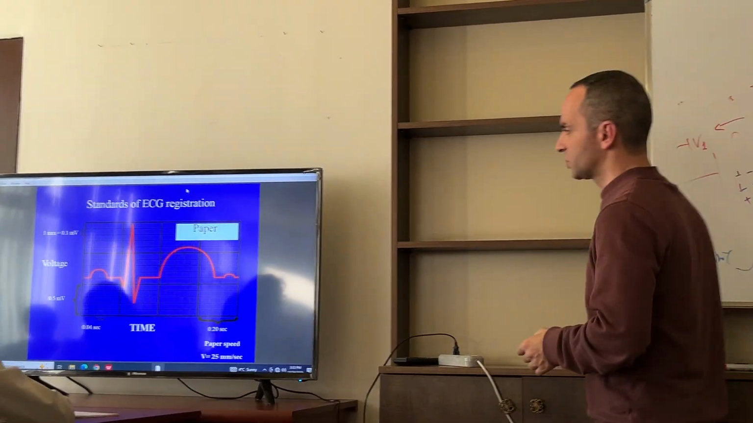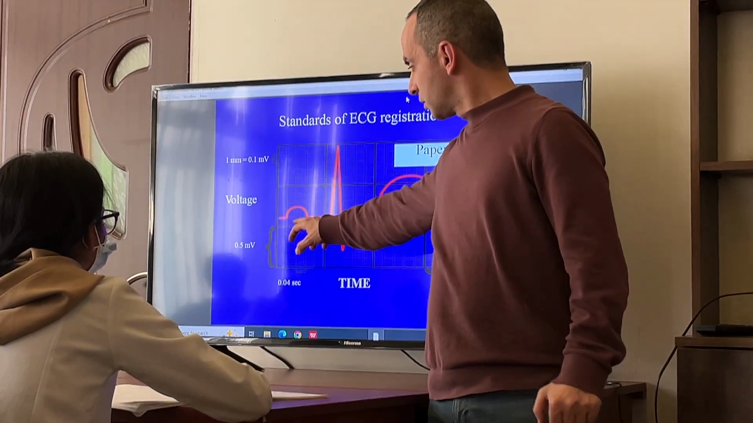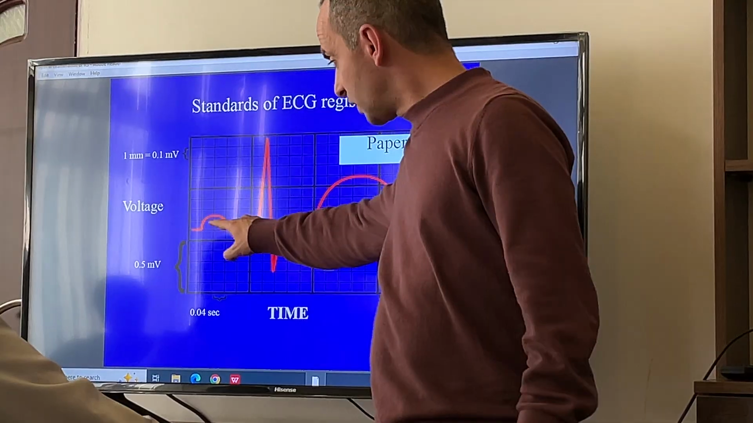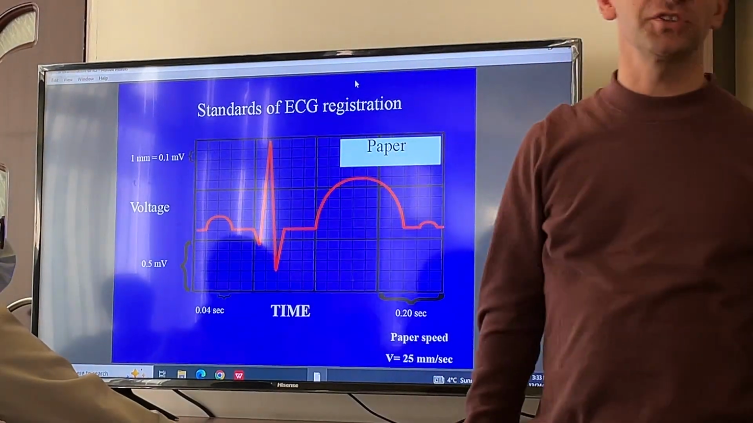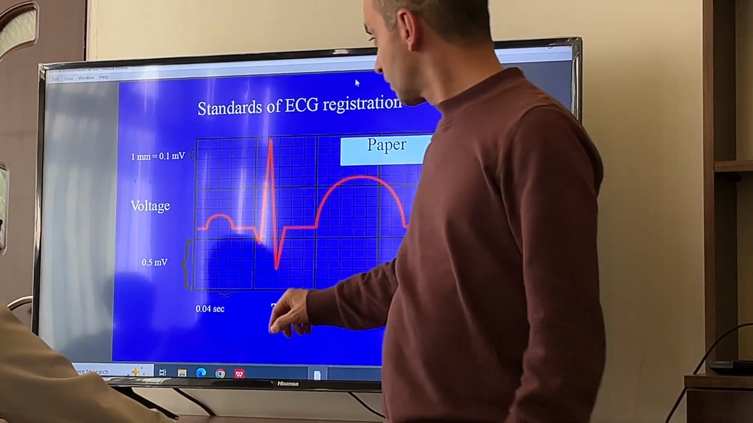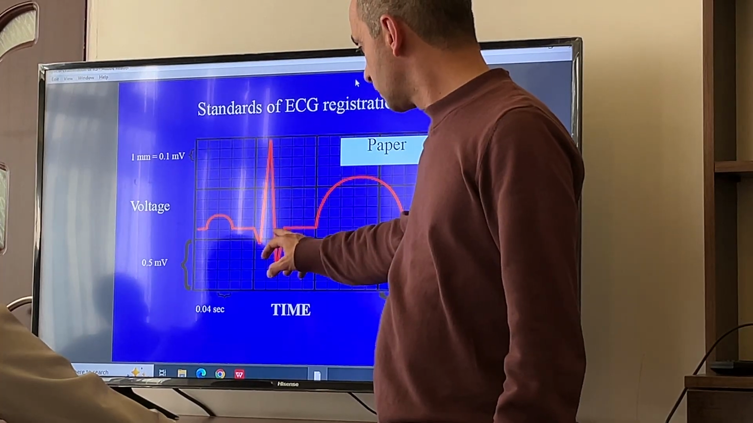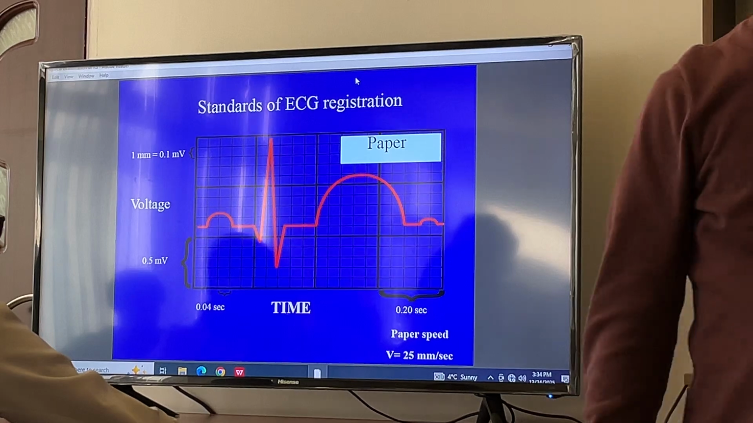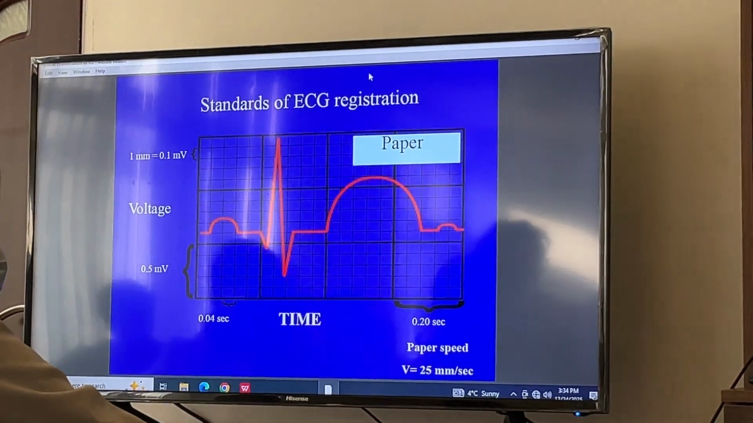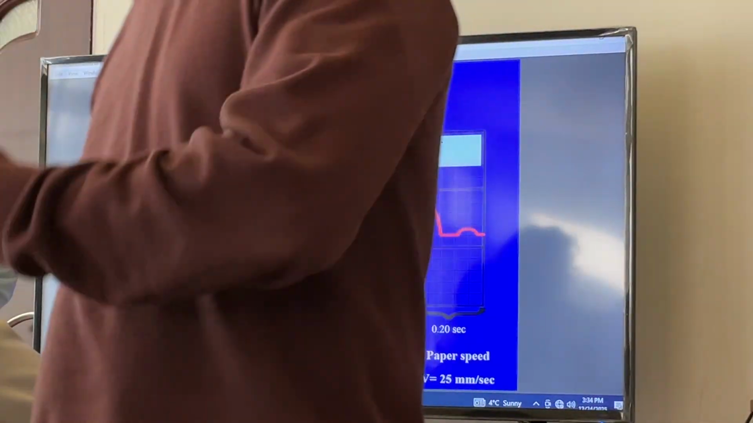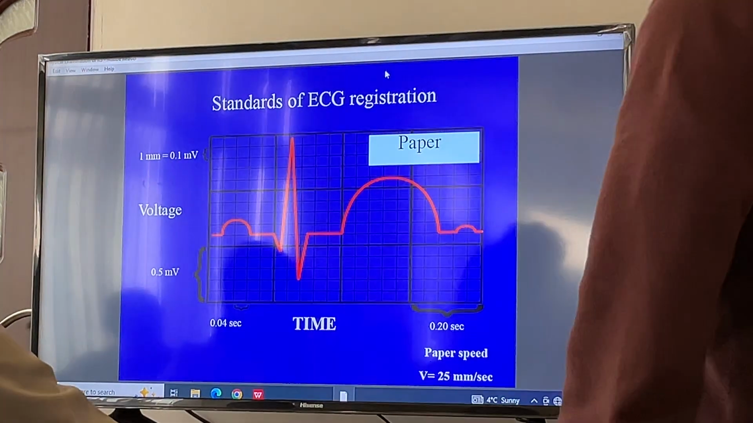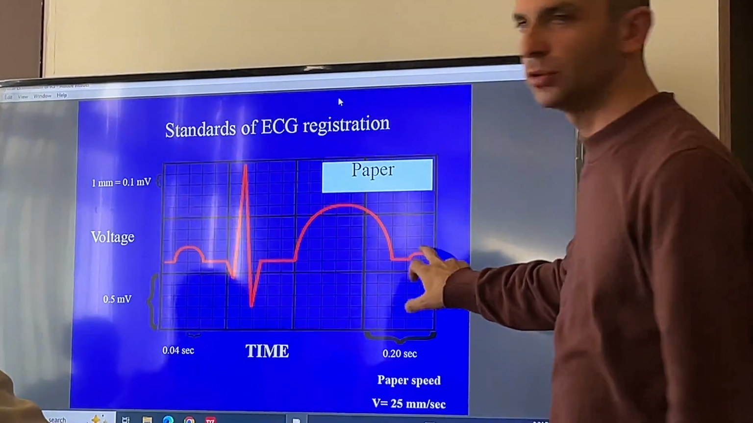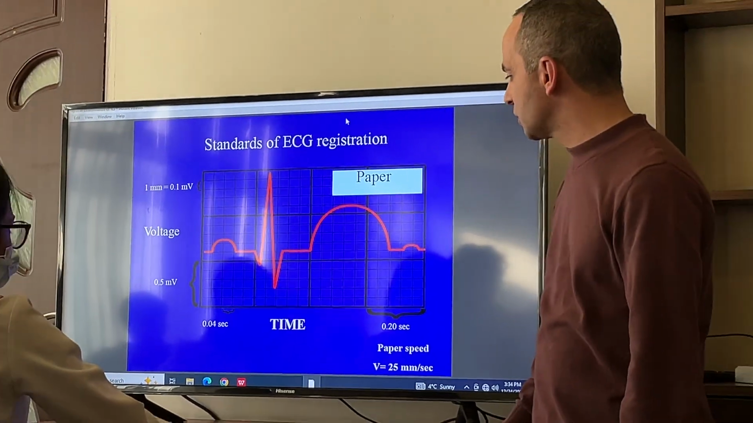For example, if I want to measure the amplitude of the P wave, one small box, 1.5 millimeters. I don't know, S wave, 1, 2, 3, 4 millimeters depth. Remember that for positive waves we are telling height, for negative waves we are telling depth. This is PQRST. It doesn't matter.